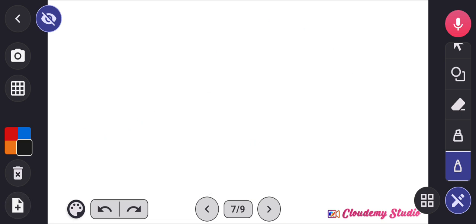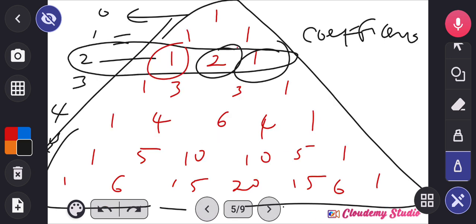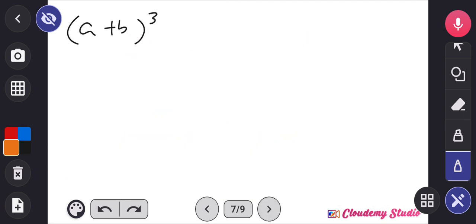Let us take another example. Let's say we have a plus b raised to the power of 3. How are we going to do this? Remember the Pascal's triangle that we have. Since it is raised to the power of 3, we are going to use the row that is here, which is 1, 3, 3, 1. So I can write it somewhere that I'm using 1, 3, 3, 1.